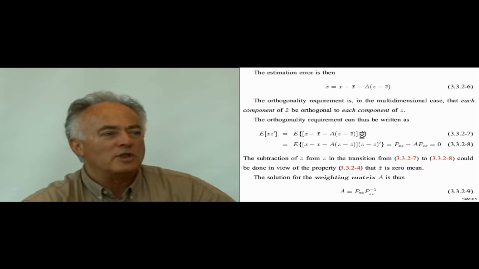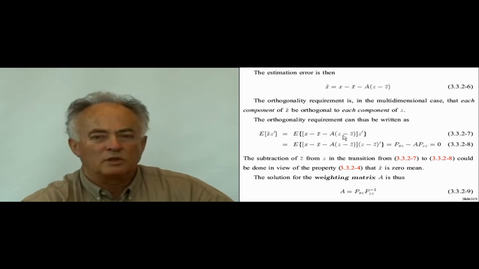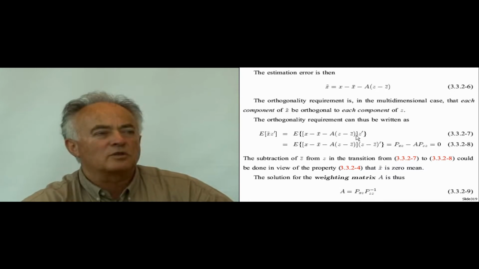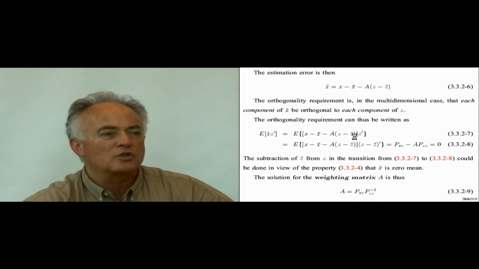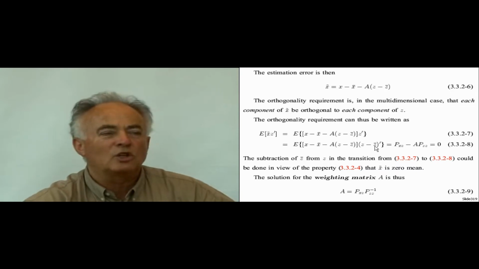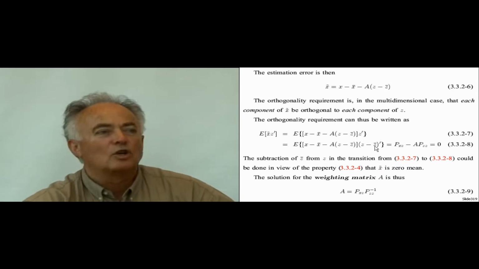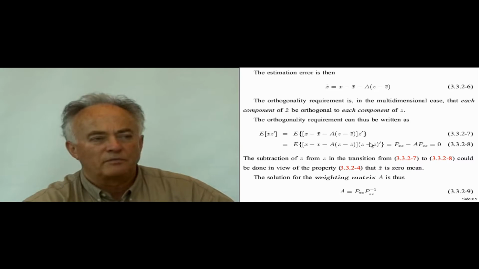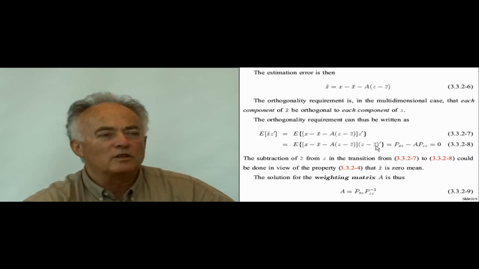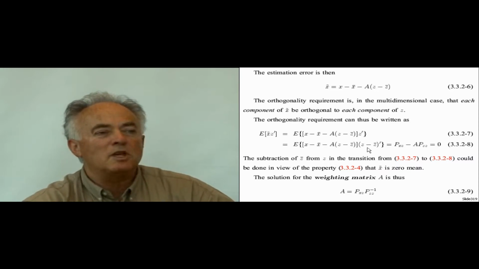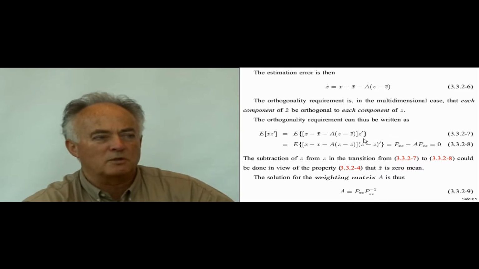Now remember, this is a zero mean quantity from the unbiasedness requirement that we just posed. Therefore, we can add or subtract an arbitrary constant to the second term. And for convenience, we'll subtract the mean z bar. That does not change the result because the first term is zero mean, so multiplying it by a constant is still 0.